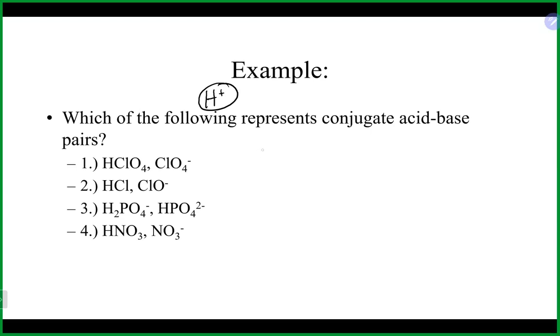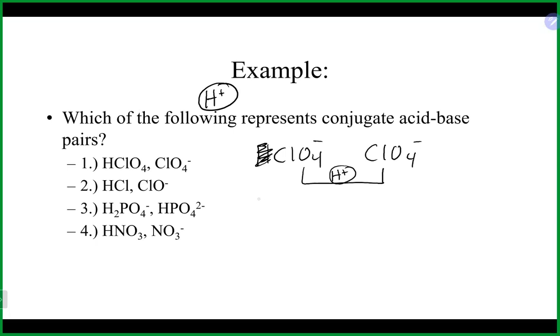So if we look at these two here, HClO4 and ClO4 minus, the only difference between these is one H plus. You can see that by taking away the hydrogen and taking away a positive, it makes it one more negative, and you end up with the one on the right. Or just put the H plus on the one on the right, and you end up with the one on the left.